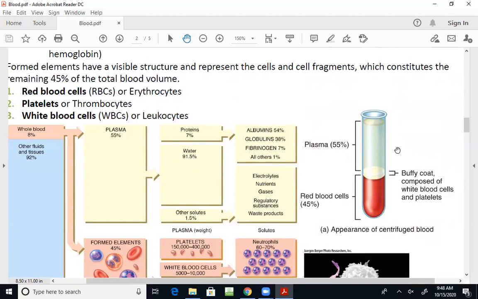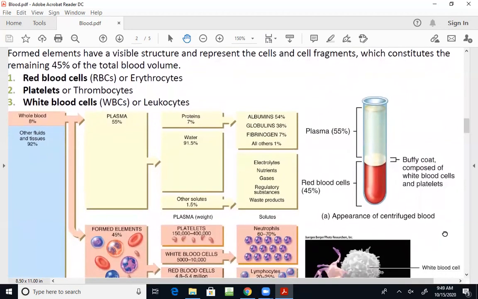This illustration over here shows you what happens to blood when you centrifuge it, which is a process where you take a sample of blood and put it in a machine called a centrifuge. It spins really, really fast and helps to separate the different parts of the blood. The blood cells separate to the bottom. Red blood cells are on the very bottom because they're the most dense. This buffy coat, the little white layer, is where the white blood cells and platelets are, and then the plasma, which is the least dense, separates out to the top.